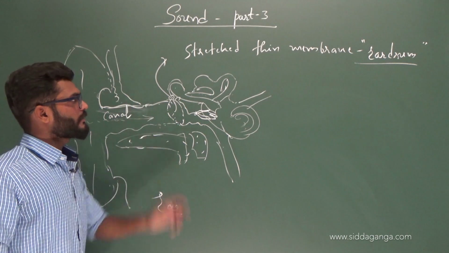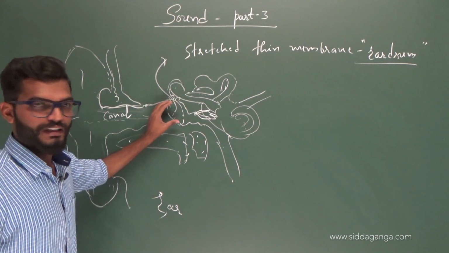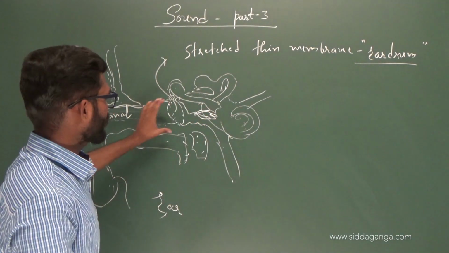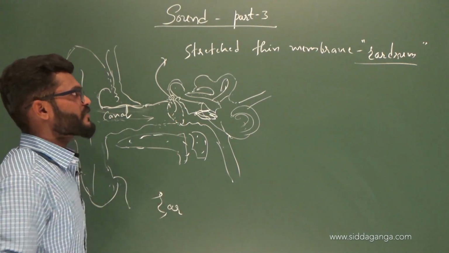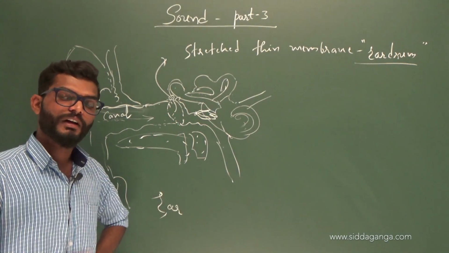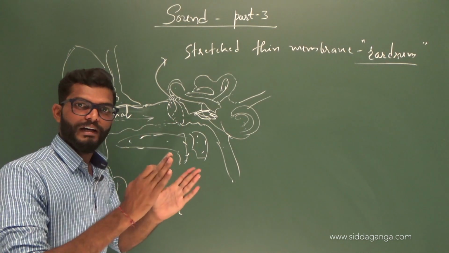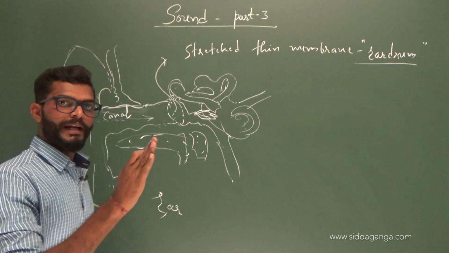end it reaches the stretched thin membrane present in the region between the middle and the inner ear. So once the sound reaches this stretched thin membrane, the membrane vibrates. As the sound comes and hits this membrane, the membrane vibrates.